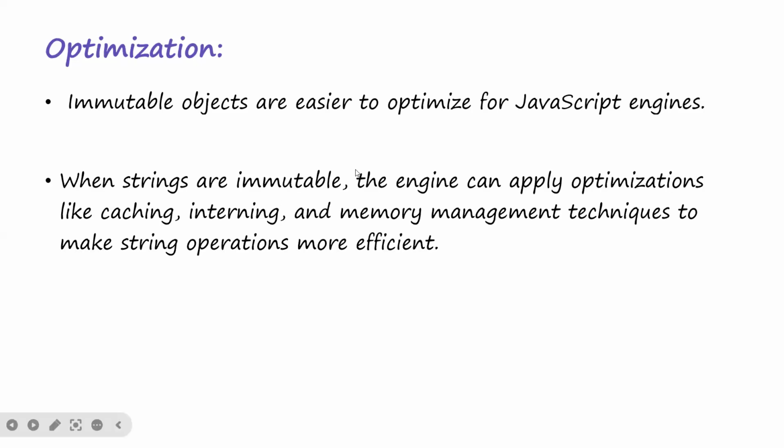When strings are immutable, the engine can apply optimizations like caching, interning, which we have seen, and memory management techniques to make string operations more efficient. So it is very good for strings to be immutable. First of all, for security reasons, so that other code in your program will not change the values that you have, and you might not know where the problem is coming from. And secondly, optimization is very important.